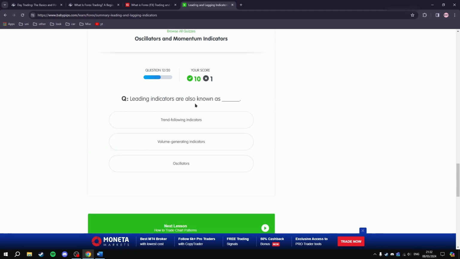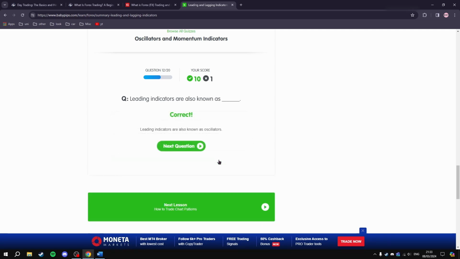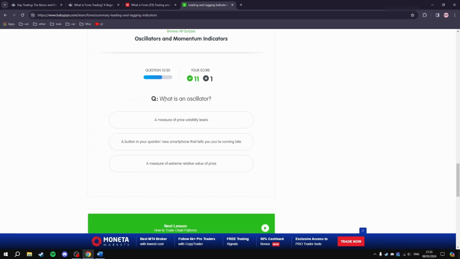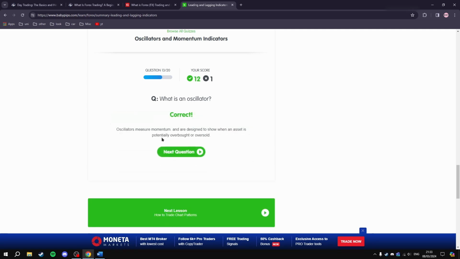Leading indicators are also known as oscillators. Correct, leading indicators are also known as oscillators. Right, okay. What is an oscillator? A measure of price volatility levels, a button in your spanking new smartphone that tells you you're running late, a measure of extreme relative value of price. Stats, isn't it? Oscillators measure momentum and are designed to show when an asset is potentially overbought or oversold.